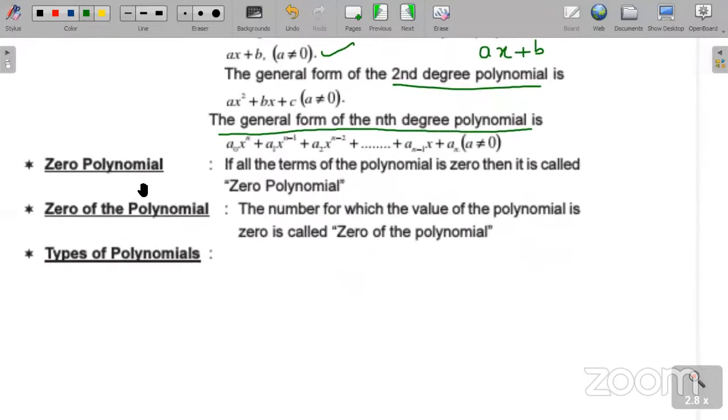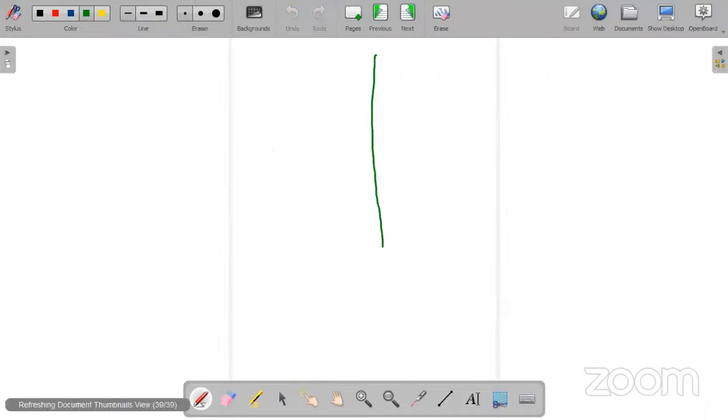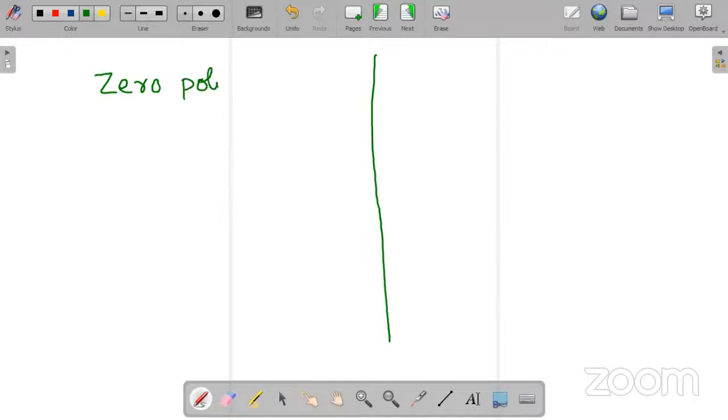Next now, very important. Zero polynomial and zero of the polynomial. If all the terms of the polynomial are 0, then it is called zero polynomial. What is the zero of the polynomial? The number for which the value of the polynomial is 0 is called zero of the polynomial. Okay, let's have a discussion. What is the difference between zero polynomial and zero of the polynomial?